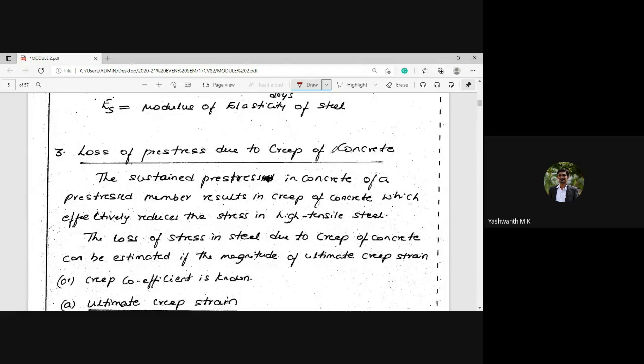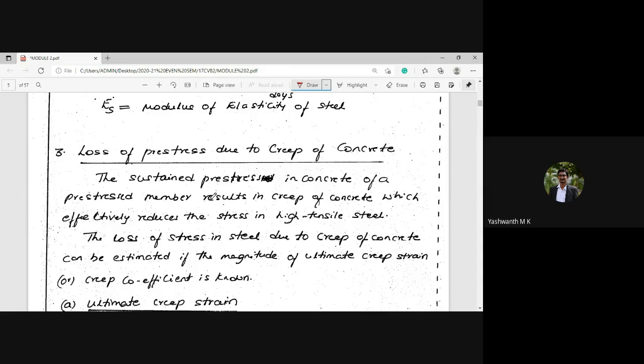Next, let me go with the loss of pre-stress due to creep. Again, this is a loss that is going to happen in the concrete, so it is creep loss. Let me define what creep is. The sustained pre-stress in concrete of a pre-stressed member causes a time-dependent deformation. That means as time elapses, the concrete will undergo certain deformation due to external load variations or changes. That is called creep.